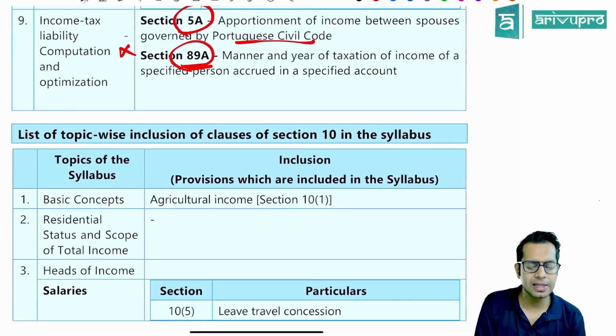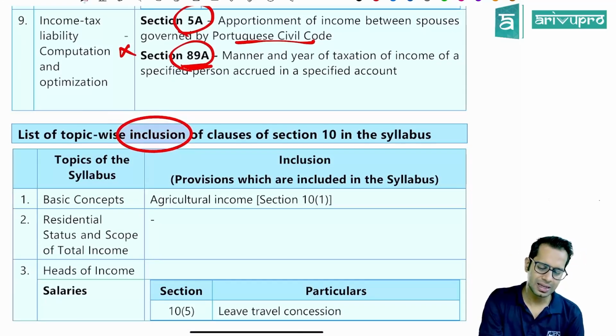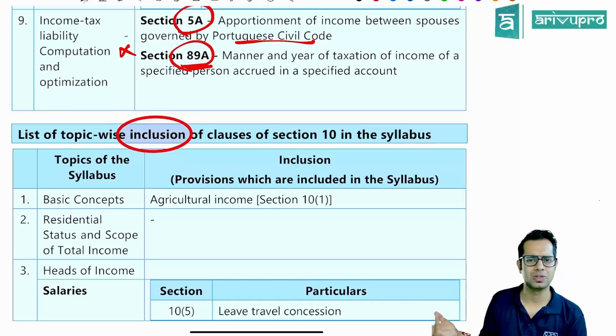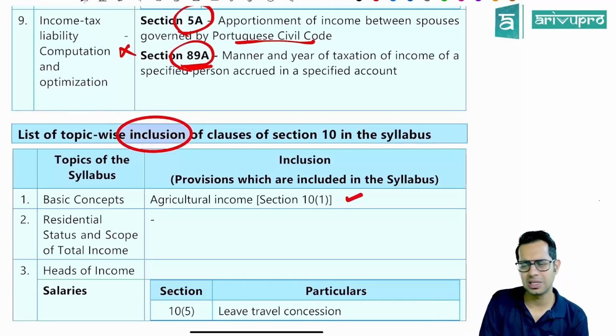But sir, are there any things which are applicable to me? Are there any things which are included in my syllabus? Yes. This is something which we have discussed in the classroom. Have we not discussed agricultural income? Yes, sir.